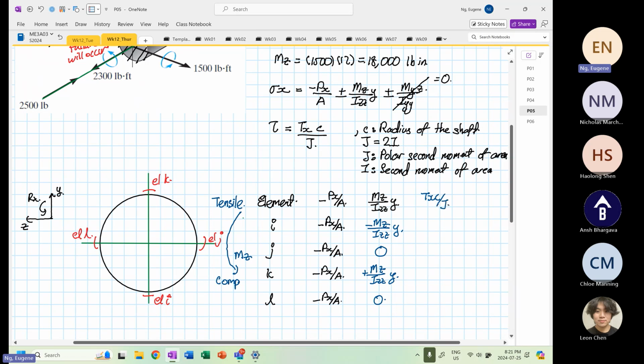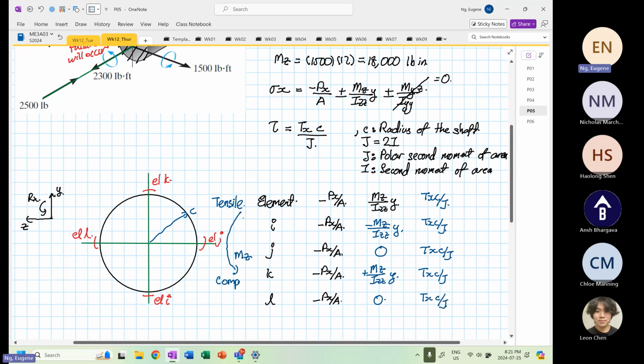Okay. C is the radius. Our radius is equal to c. So all of them have Txc over J. This one also Txc over J. This is also Txc over J. And this is also Txc over J.